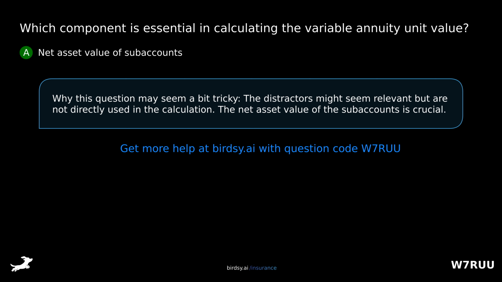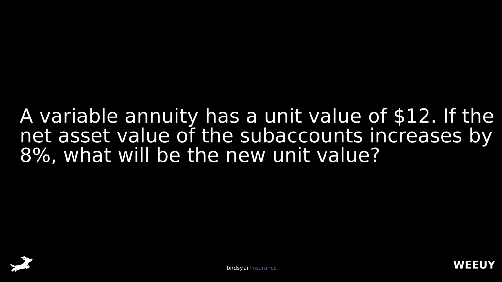The net asset value of the subaccounts is crucial. A variable annuity has a unit value of $12. If the net asset value of the subaccounts increases by 8%, what will be the new unit value?